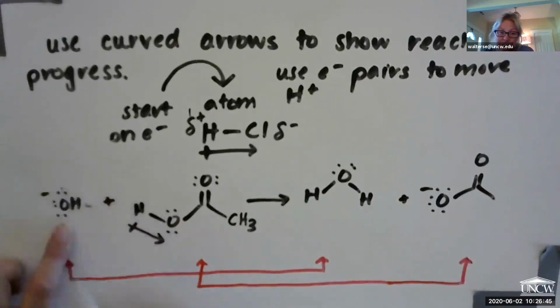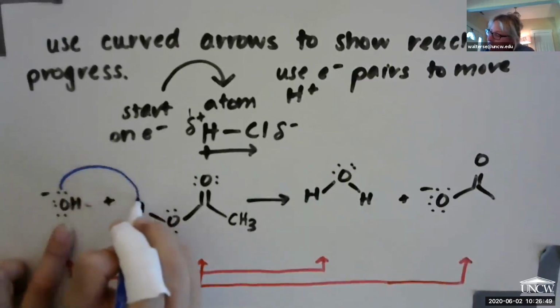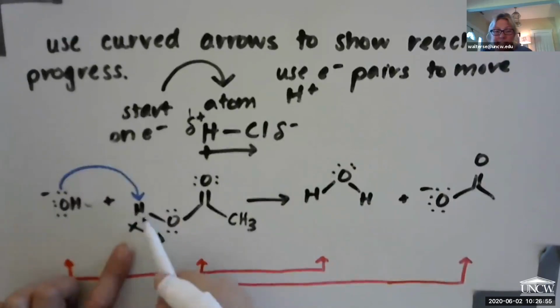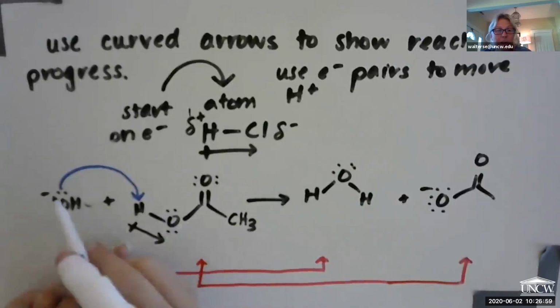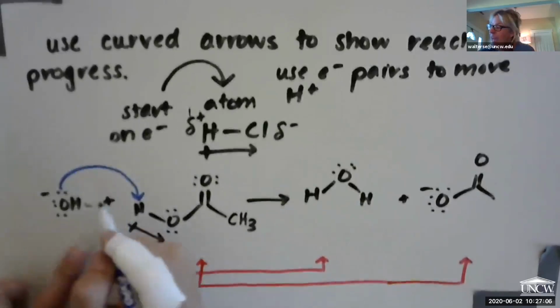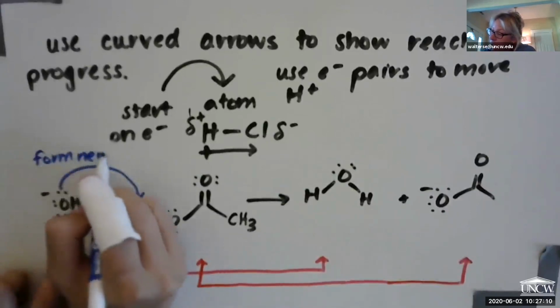So one of the lone pairs, it doesn't matter which one you use, has to come over and grab that hydrogen. Okay. Hydrogen is not going to take these electrons with it. So what I'm showing is the formation of a bond from hydroxide to that hydrogen. I'm going to form a new sigma bond.